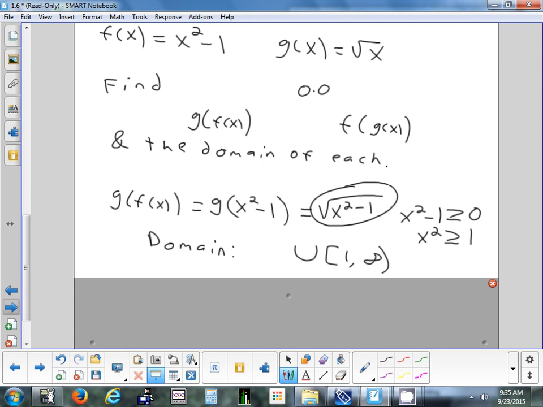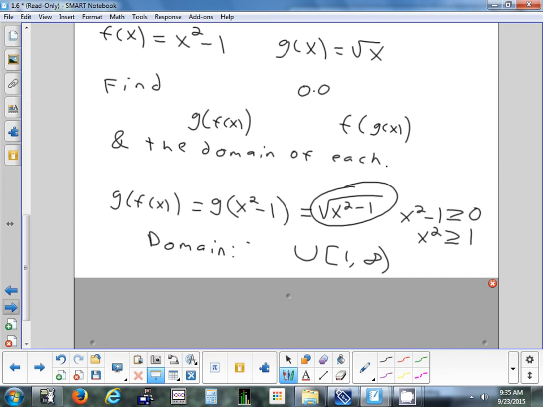Or, that U symbol means or. There's also other numbers you can square that will come out bigger than 1. Think like negative 5 squared. Yeah, all the negatives. So would it be all numbers greater than 1 and less than negative 1?